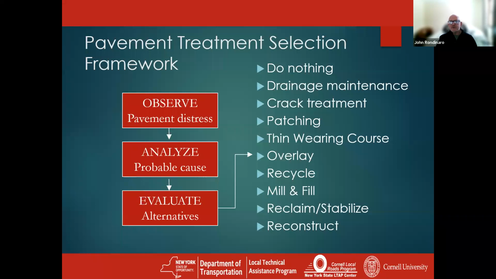In terms of our pavement treatment selection framework, it's a pretty straightforward approach. You're looking at your pavement distresses, you're analyzing your probable causes, and then you're looking at your portfolio of tools in the toolbox, all the way from do nothing all the way to reconstructing that roadway. Based on your distresses and the probable causes, you're going to evaluate your alternatives and pick an option or options to further evaluate.